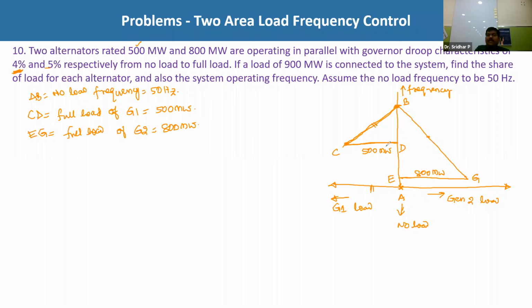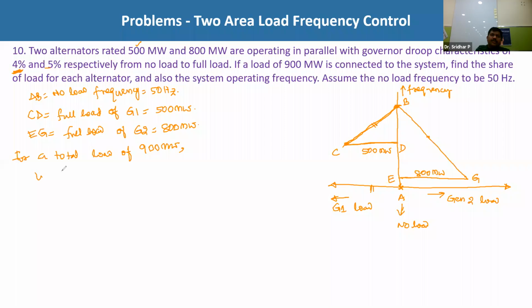This is very clear. Now what is the problem here? What is it asking? For a total load of 900 megawatts, how will this 900 megawatt be distributed?